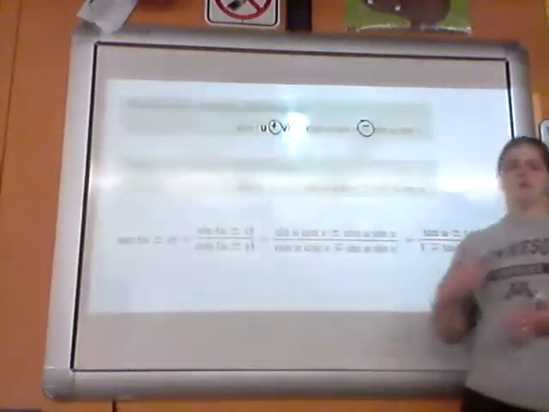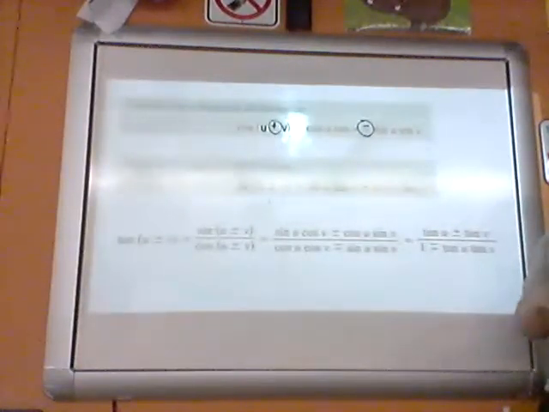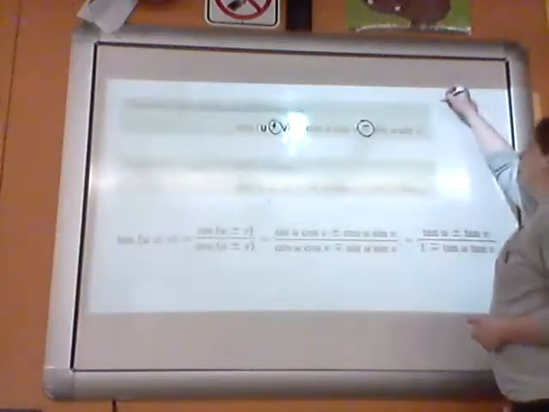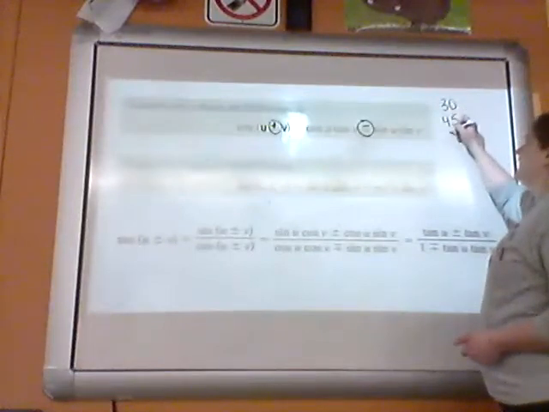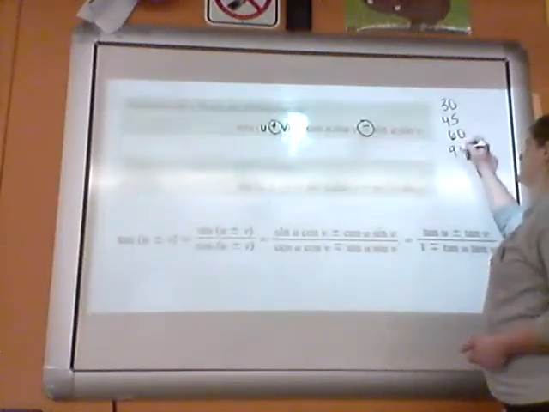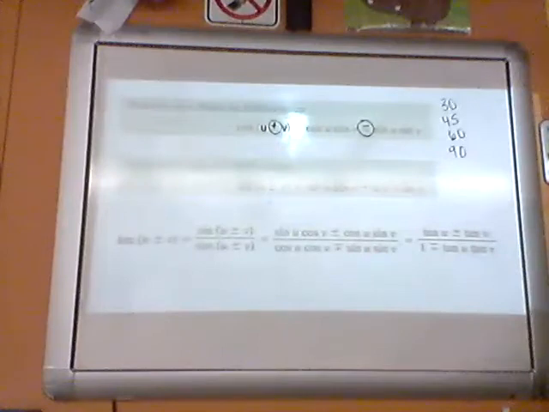So really, you're just identifying u and v, meaning which two degree measures that we already know. You're going to be using 30 and 45 and 60 and 90, and you're going to use combinations of all of these numbers to get the number they're giving you. So when it says use sum and difference identities, this is what it means.